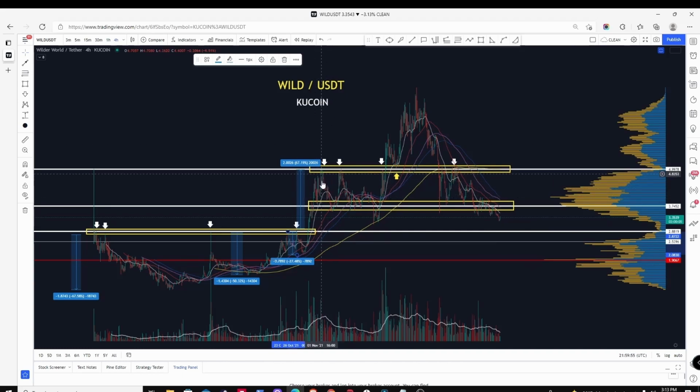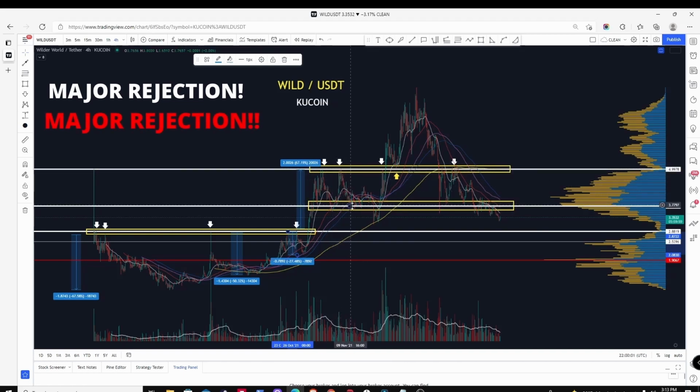Hits that area, it gets rejected harshly. Comes back down, finds support here. Same area, rejected harshly. Found some temporary support, lost it, regained it. Hit that area, rejected.